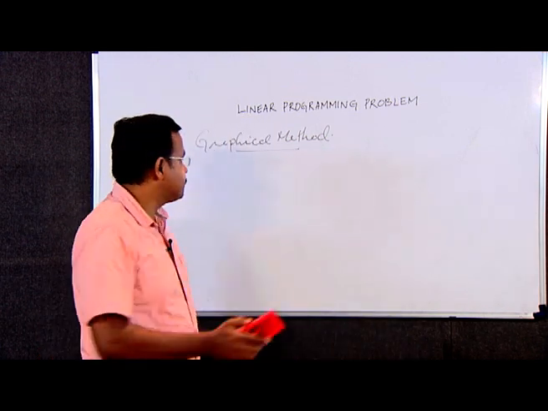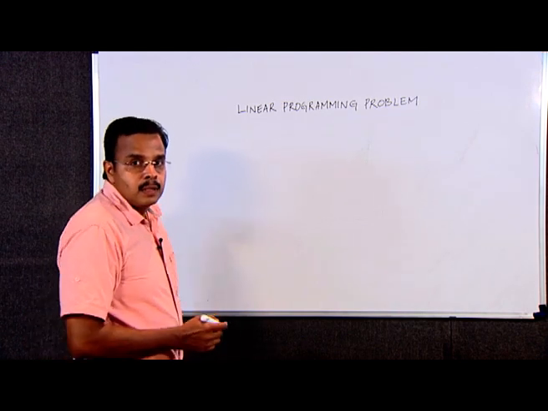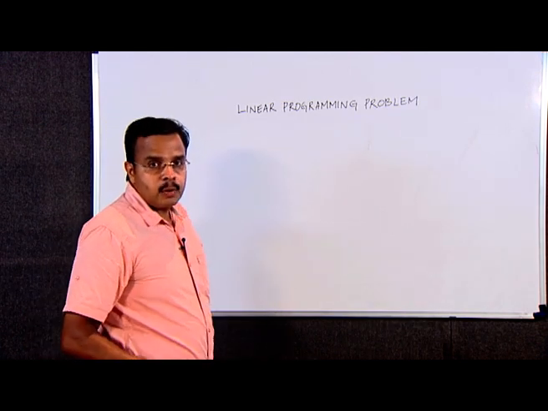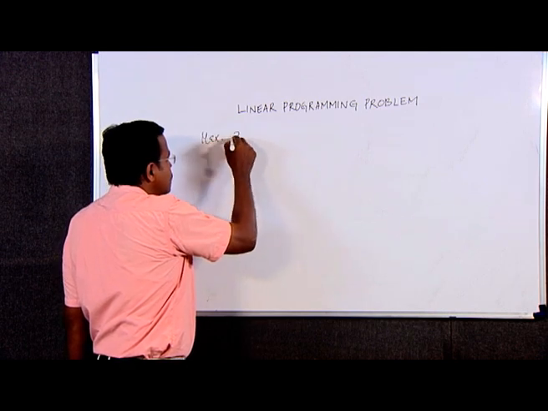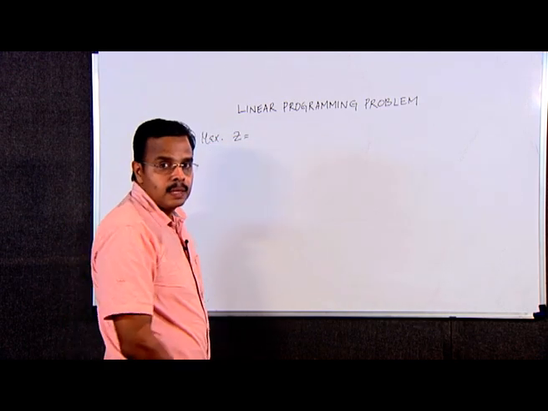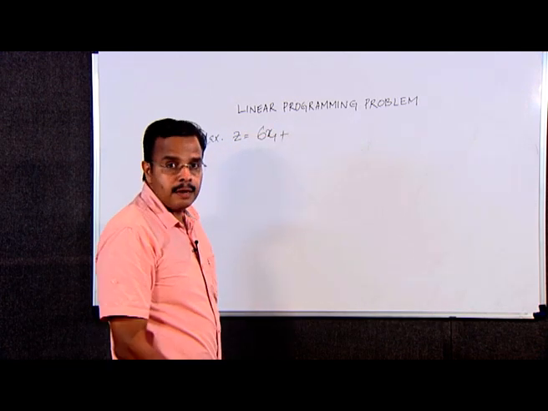The first one: solve the following linear programming problem graphically. The problem is maximize Z equal to 6x1 plus 11x2.